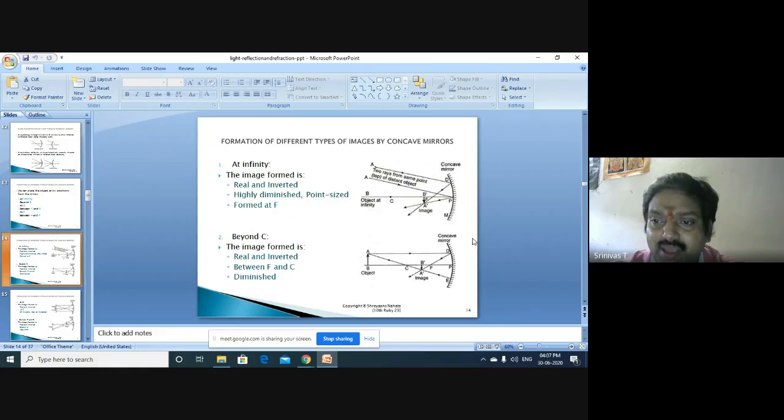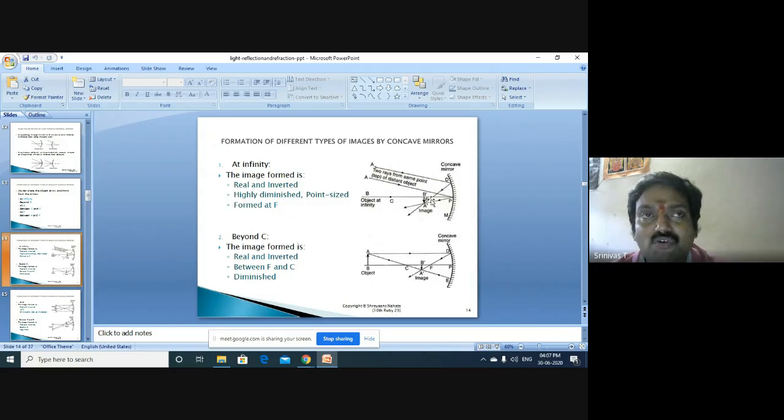So you can see that at a point like this, you can expect an image that is not erect, rather it is inverted. It's a real image because we can take the image directly onto the screen. So it's a real image, but it is inverted. The image will be formed exactly at this point where the reflected rays from the concave mirror converge, at this point A dash. Therefore it is inverted, as the arrow indicates, and it is real because it can be taken on the screen.